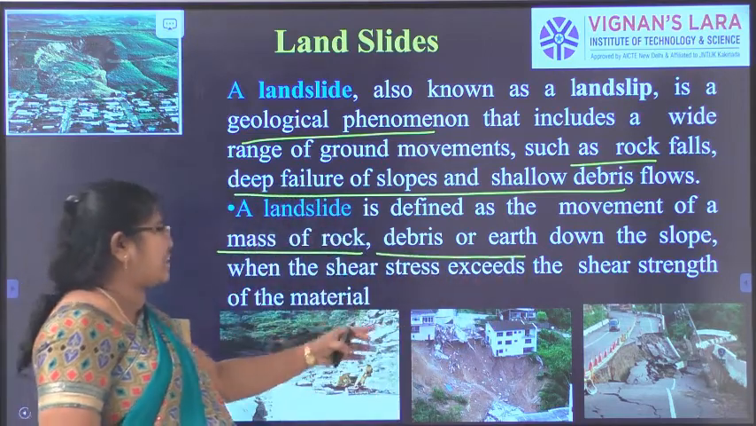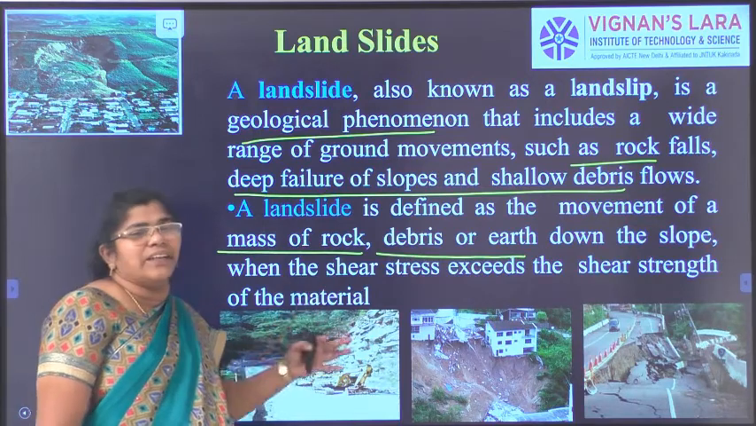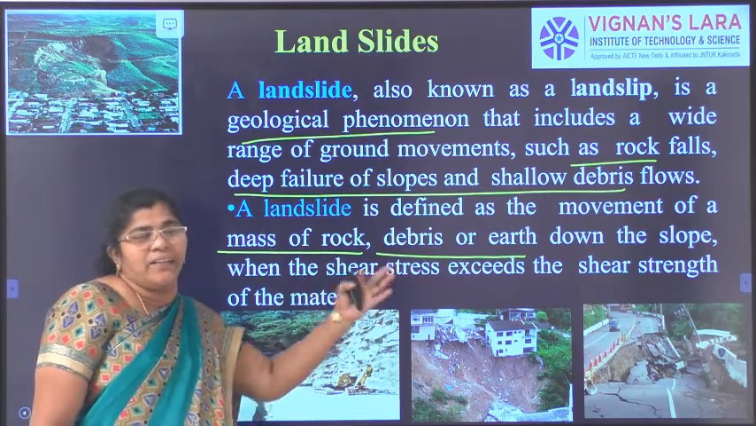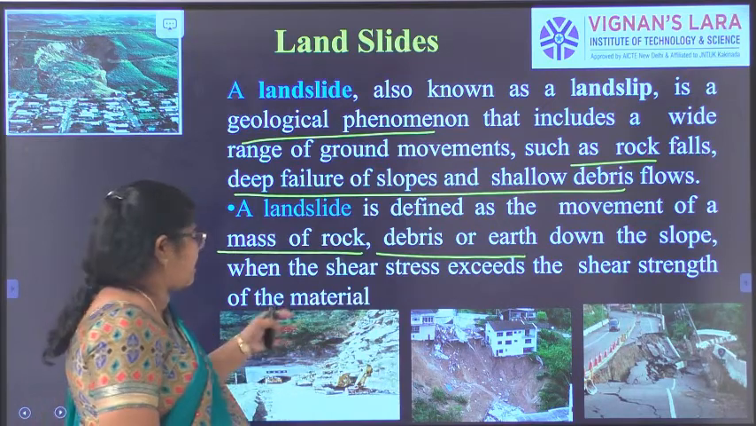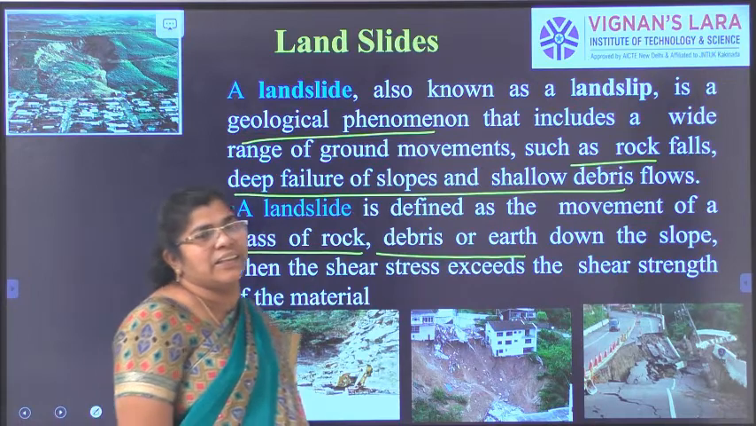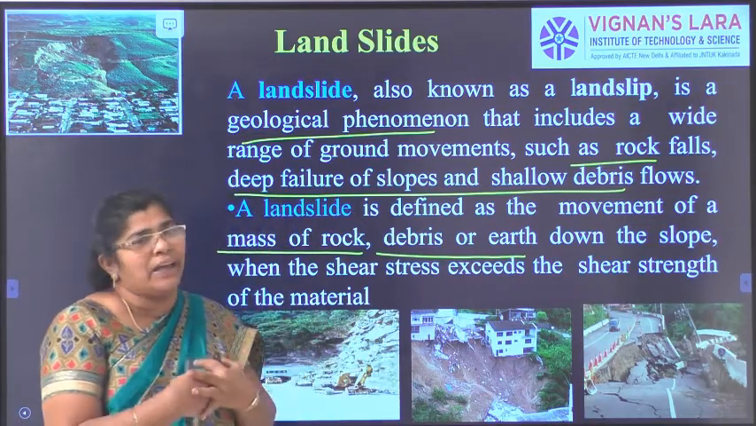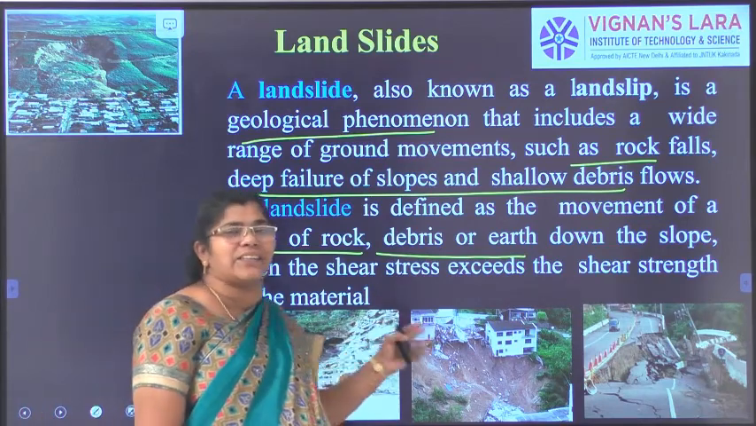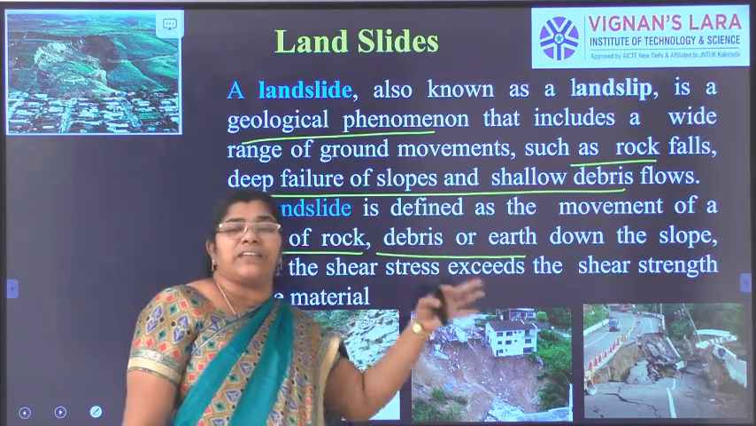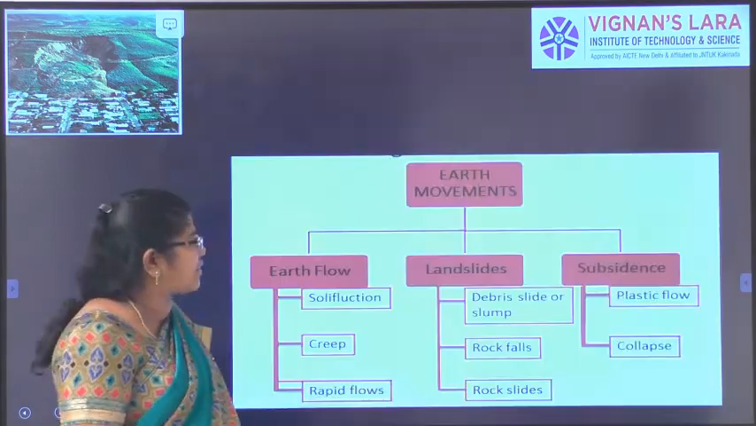Then a landslide is defined as the movement of a mass of rock, debris or earth down the slope when the shear stress exceeds the shear strength of the material. This is the geotechnical definition of a landslide: when the shear stress exceeds the shear strength. So shear strength is the sliding strength. All of you know the sliding of one layer over another, we call it shear. So when the shear stress increases beyond the strength which can be borne by the soil, then the landslide occurs.